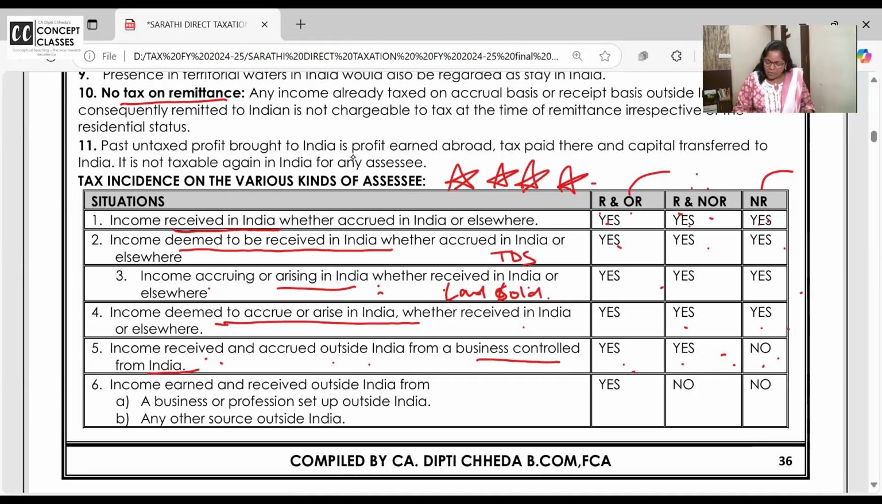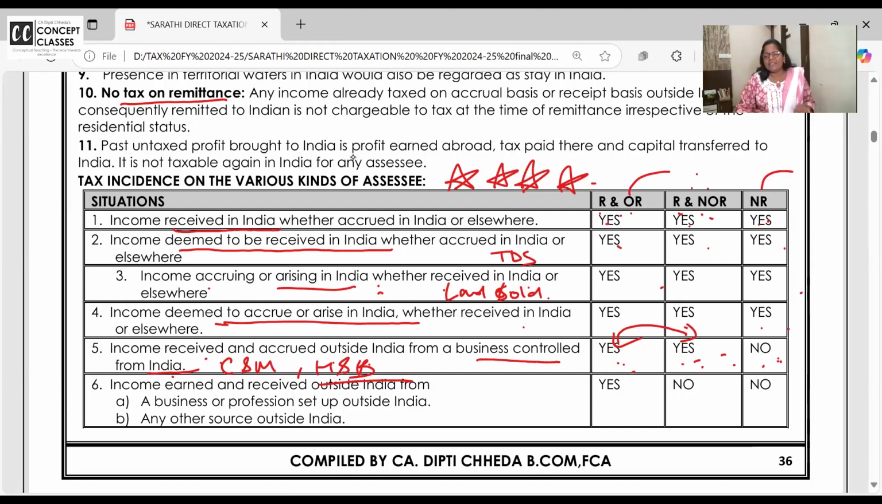Resident and ordinary resident, resident but not ordinary resident, it will be taxable. Non-resident, it will not be taxable. Are you clear what I am saying? Where is income received? Outside India. Where is it accrued? Outside India. From a business which is controlled from India. Control and management, heads and brains are in India. Then these two people have to pay tax.